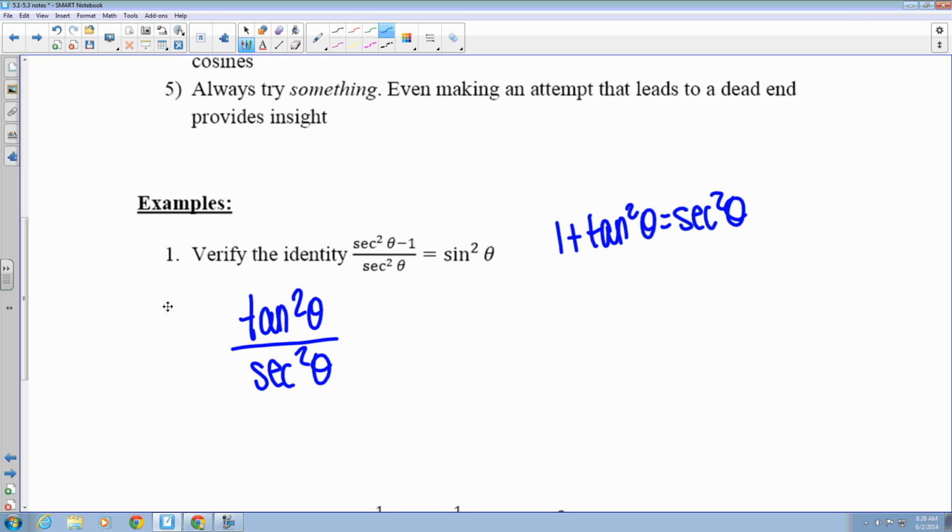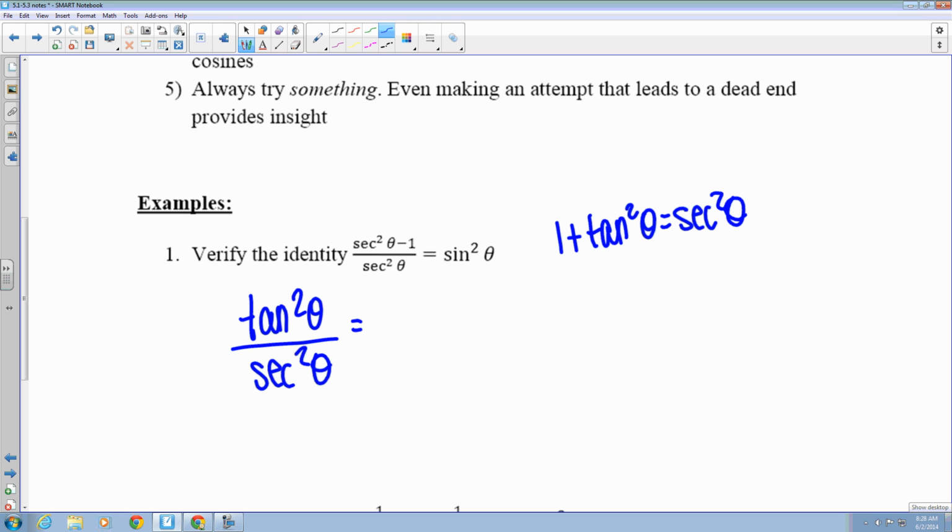Remember, I'm not touching sine squared at all. I'm not going to multiply that across or anything. That stays over there. I'm trying to get tangent squared over secant squared to be equal to sine squared. Secant squared is the same thing as cosine squared on top. So dividing by secant is the same thing as multiplying by cosine. So let's do that next.